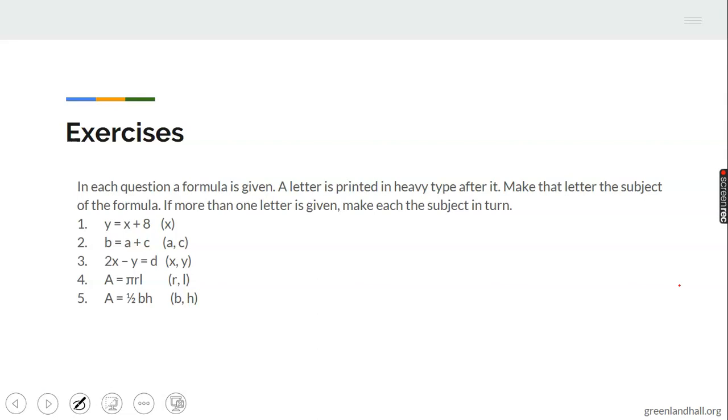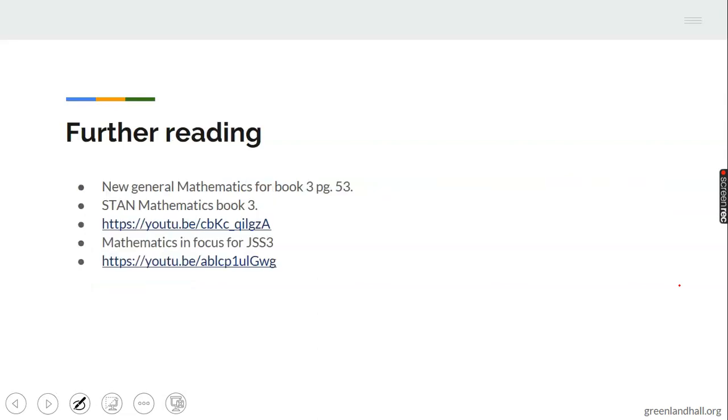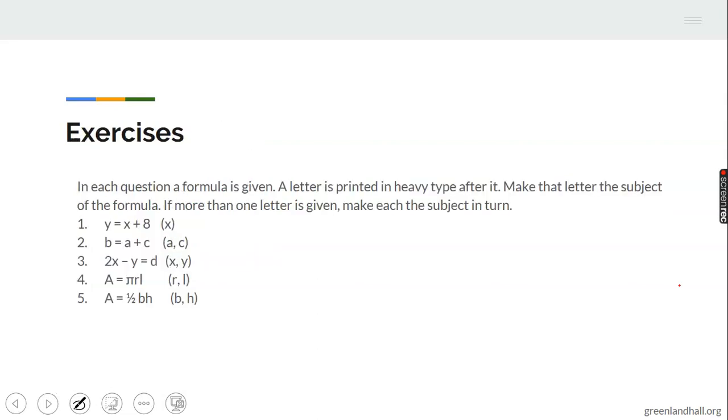Then A equals half bh. That is the area of a what? Of a triangle. Make b and make h. Don't be confused. A equals bh over 2. So, you know how to play around with that. So, I'll be expecting these exercises to be submitted to that mail. Then in our next class, I'm going to do the correction and you will understand it better.